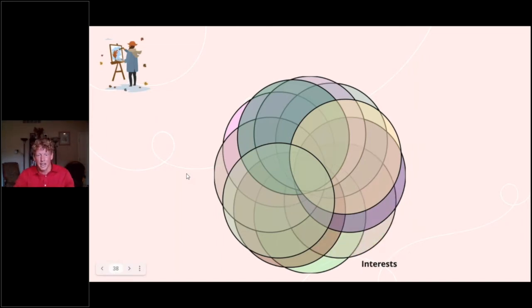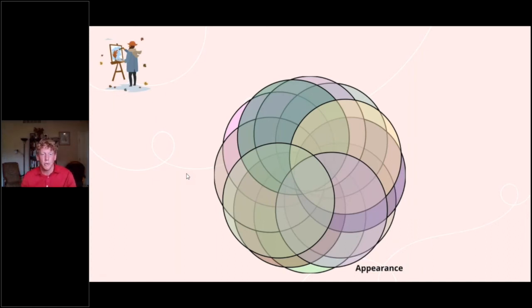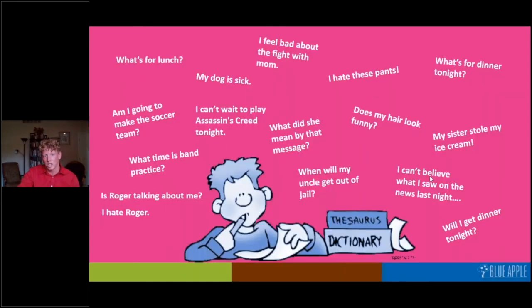The interests that they have, their appearance. Maybe they're getting bullied for getting braces or for being overweight. Understanding all of the different facets of your students, understanding your students deeply is a huge key for equity. We need to understand where our students are coming from. We need to understand their lived experiences and how those impact their education.